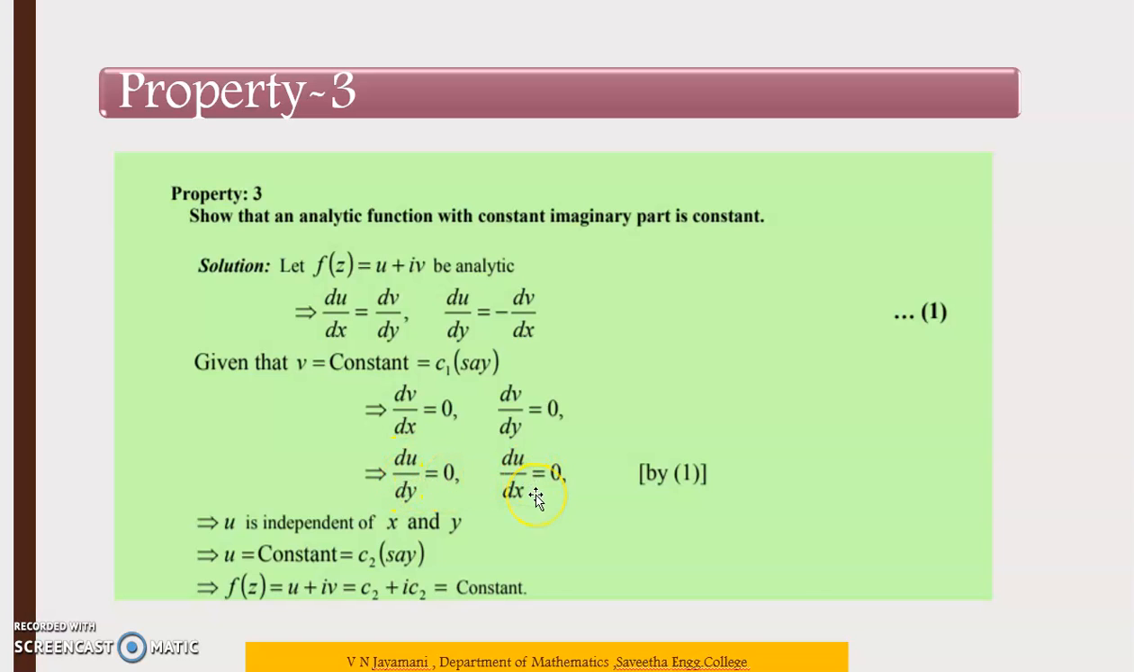Here du/dx is also equal to 0, which implies u is independent of x and y. u is equal to a constant, say c2. Then u is a constant and v is also constant, so f(z) is also a constant. Therefore, if the imaginary part is constant, then the function is also a constant.